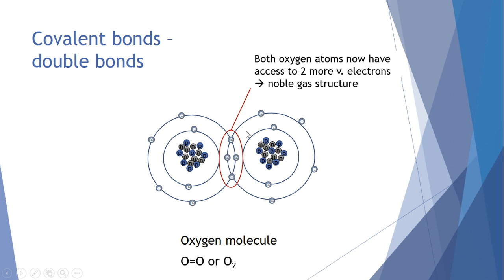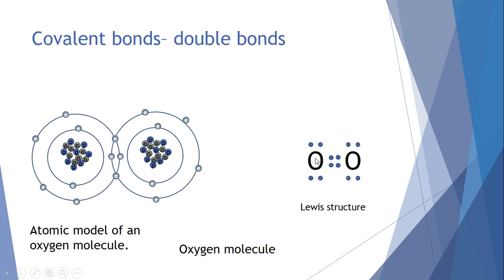So let's count the outermost valence electrons in this. 1, 2, 3, 4, 5, 6, 7, 8. Yeah, and we count that one as well. So we have 8 in total. Same goes for this guy: 1, 2, 3, 4, 5, 6, 7, 8. So both of these have 8 valence electrons, but they are sharing a total of 4.